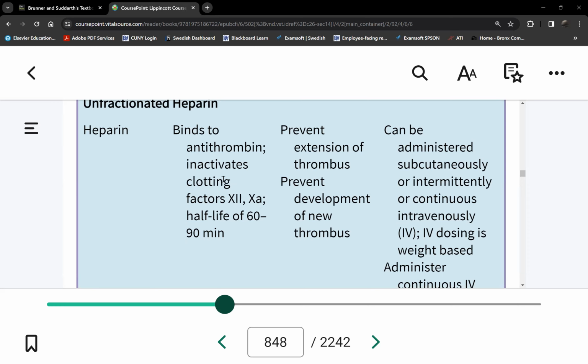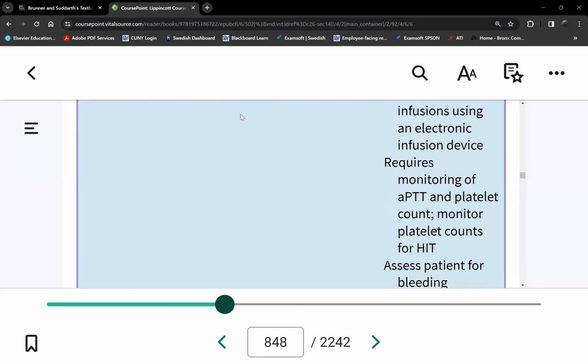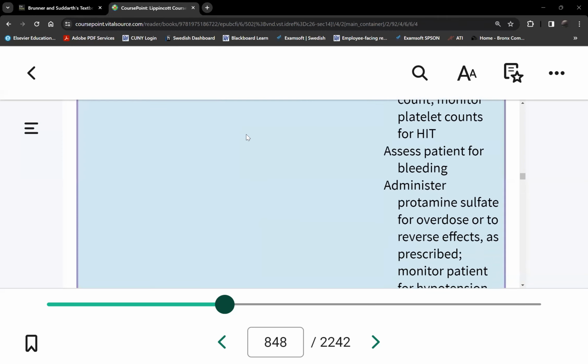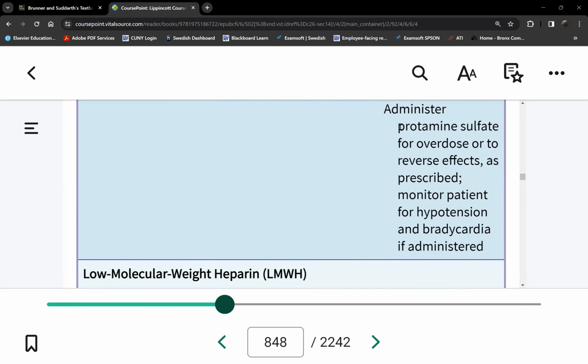So therefore, the best goal would be, this is for submassive, okay? We're not talking about massive PE yet. We'll get to the massive PE later. So all we're doing is preventing the existing clots from getting bigger, and also we don't want any new clots to form. That's the purpose of the heparin. And what's the dose based on? The PTT. The higher the PTT, the lower the dose; the lower the PTT, the higher the dose. Okay, very good. Just making sure. What's the antidote? Protamine sulfate.